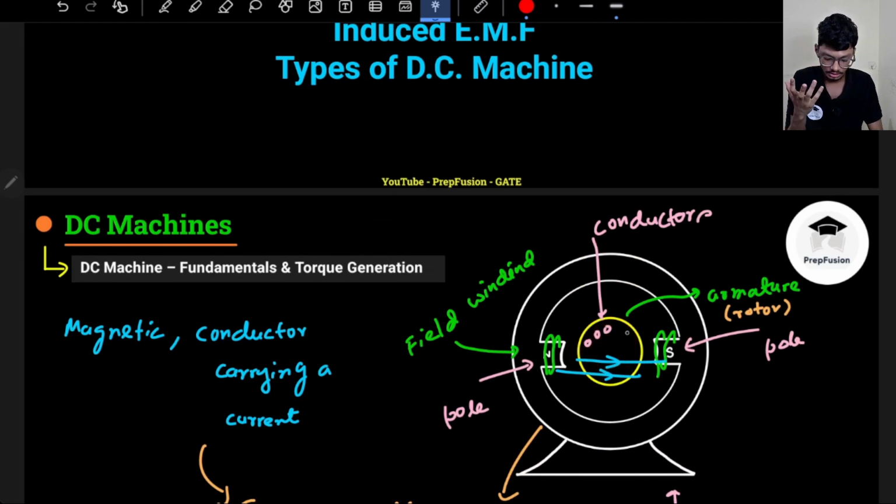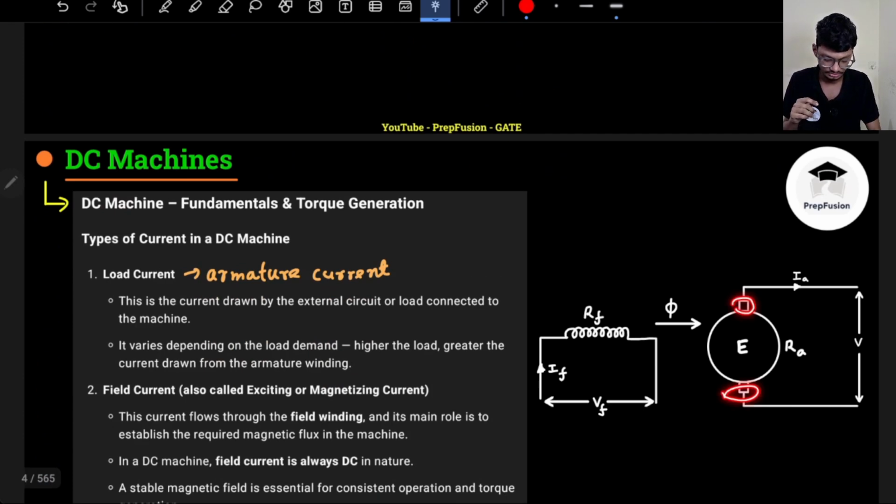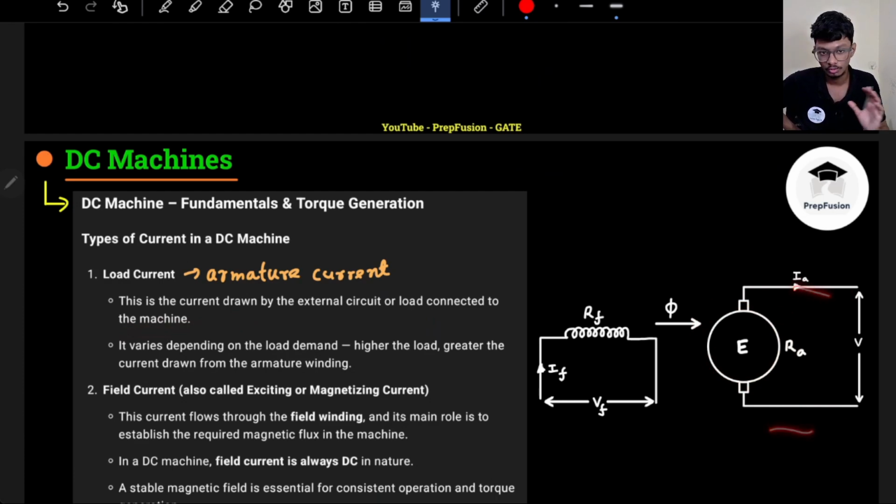Now you might have a doubt: sir, if this is rotating, how will I connect a stationary load? For that, you can see there are brushes and a commutator. We will learn about this: our load is stationary, but this portion will keep on rotating. Don't worry, we will discuss that. So this is the load current, directly connected to the load, also known as the supply current, which provides this armature current.